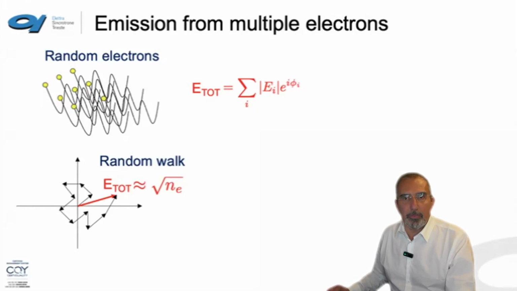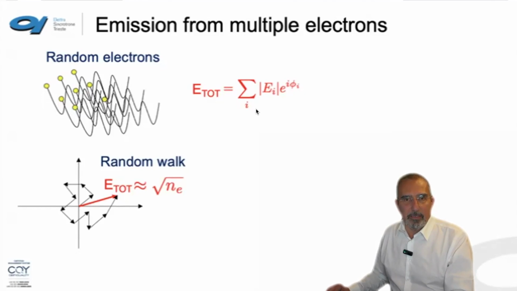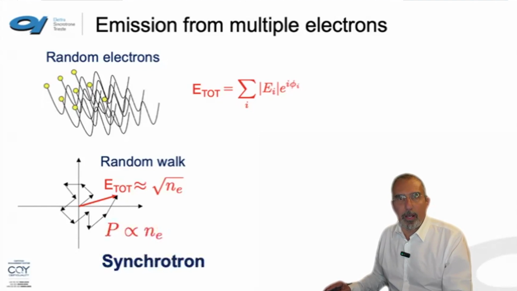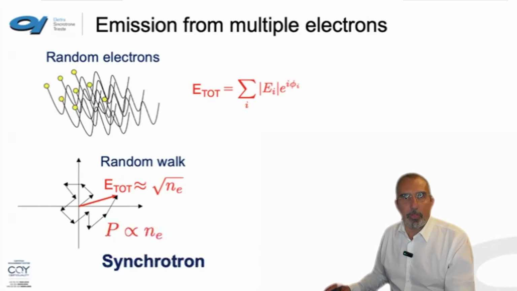It can be shown that with random phases, the distance is proportional to the square root of the number of emitters. The radiation intensity, which is proportional to the square of the field, is therefore proportional to the number of emitters. This is what happens in a synchrotron, where the synchrotron power is proportional to the beam current.